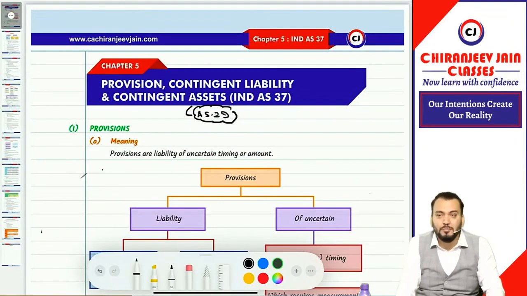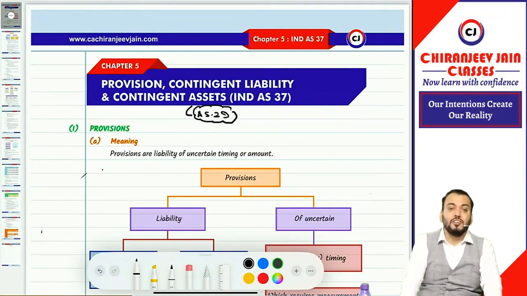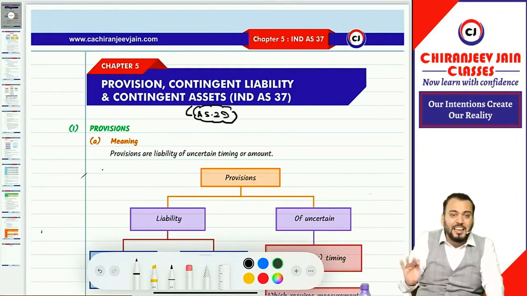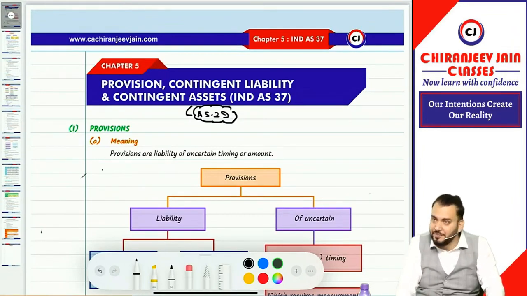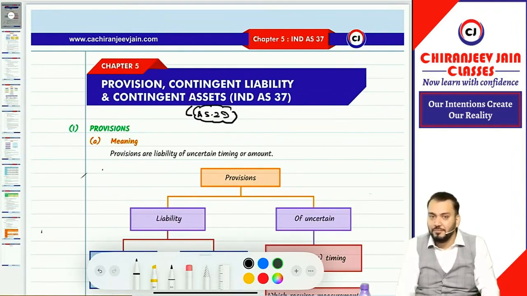First question is, what is the meaning of provision? Second question, what is the difference between provision and contingent liability? Correct? Third question, whether provision for doubtful debt is a provision. This is the third question. Correct? The first question, who will say what is the meaning of provision?